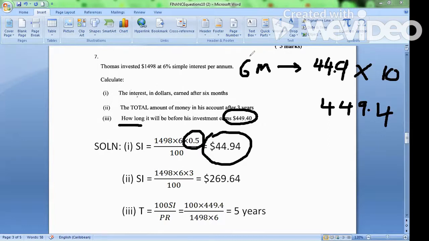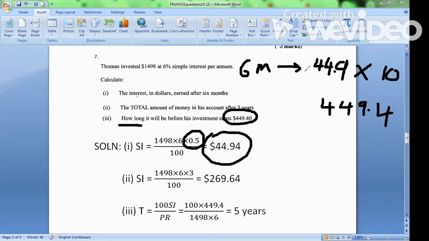This is 6 months. This is half a year, not true? So if you multiply this by 10, you have to divide this by 2, the 10 by 2 to give you 5. Or in other words, every year it goes up by, all right, if you were to multiply this by 2, what would you get?